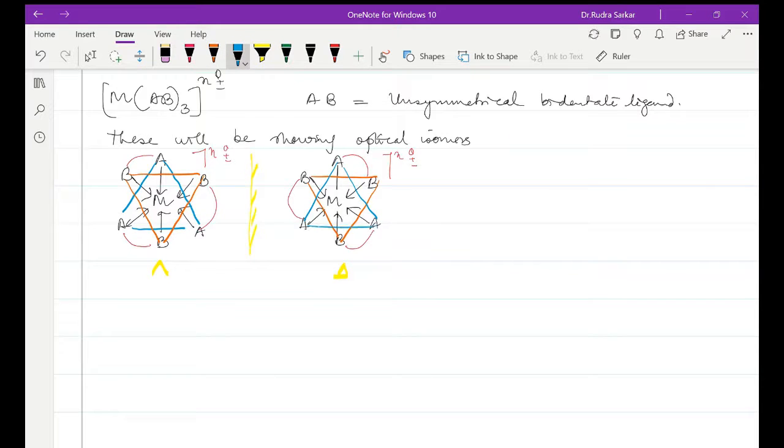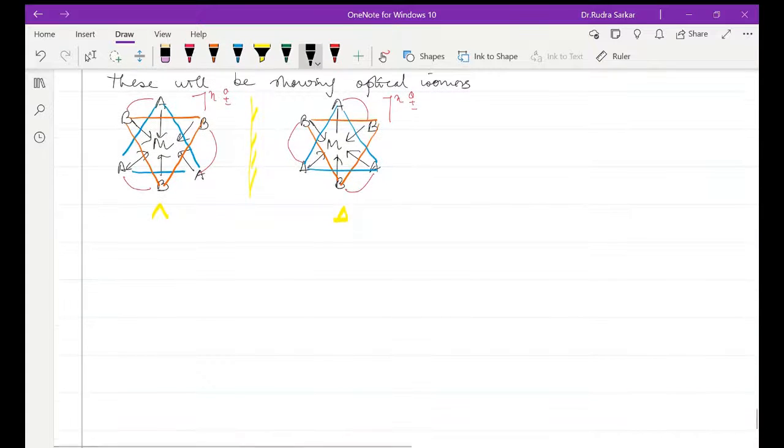So this is one possible arrangement for the optical isomers. What is the other possible arrangement that one can think of? So how will we do it? What we will do is put the A and the B like this, but in this position we will have one A, and this will be occupied by B, and we will keep the rest of the things the same as that.